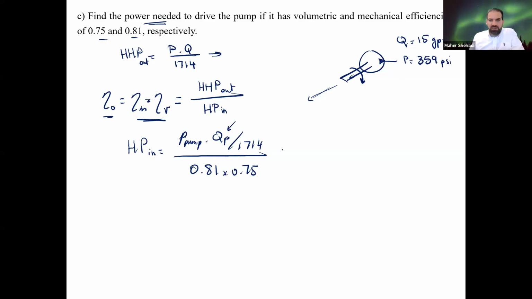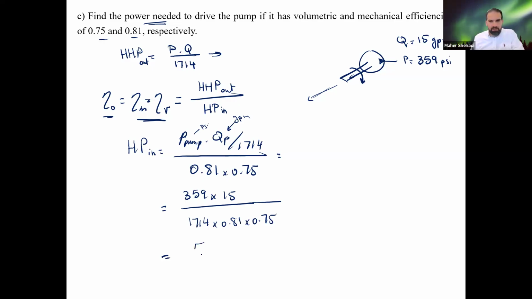So we'll plug these numbers here and we will get the horsepower should be around 5.17. Of course, P in PSI, Q in GPM, that's what we have. Divide by 1714 times 0.81. 5.17 horsepower. Again, that's only the mechanical power needed to run the pump.